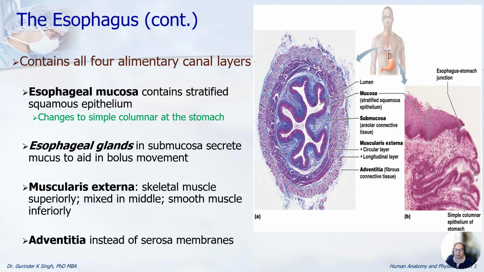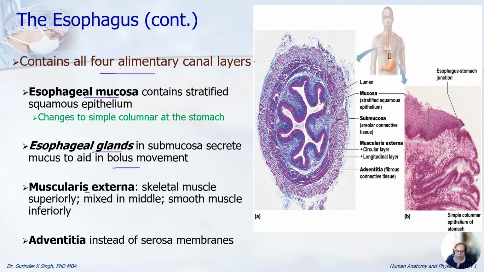Okay, so let's look at the histology and the anatomy of it. The esophagus contains all 4 alimentary canal layers. It has the esophageal mucosa, which is a stratified squamous epithelium, as I mentioned, and then changes to simple columnar in the stomach. Then we have esophageal glands in the submucosa, which secrete mucus to help form the bolus and slip it around.